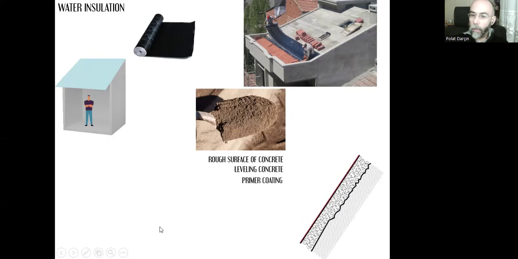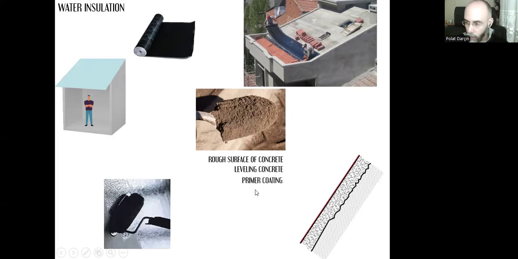But first, we need to apply primer coating. Primer coating is the liquid bitumen. First, using a roller brush or a regular brush, we cover the upper surface of leveling concrete with liquid bitumen, and then we apply the bitumen sheets in 2 layers. As you can see here, this is the first 4 millimeter layer, and above that we need to apply a second 4 millimeter layer.